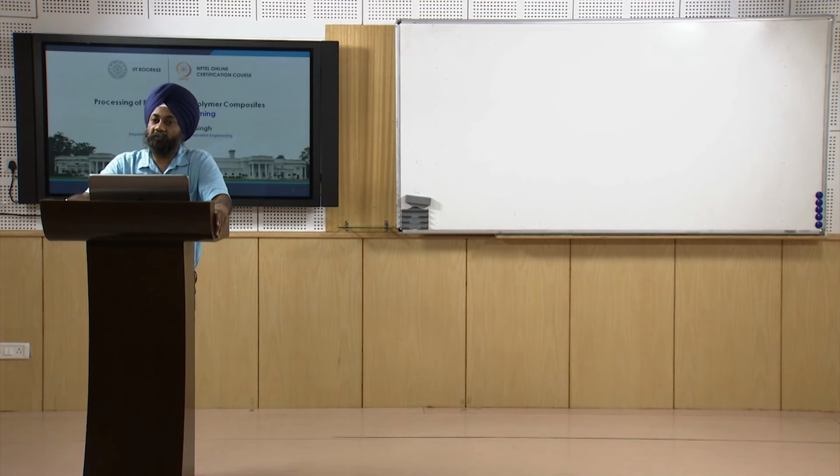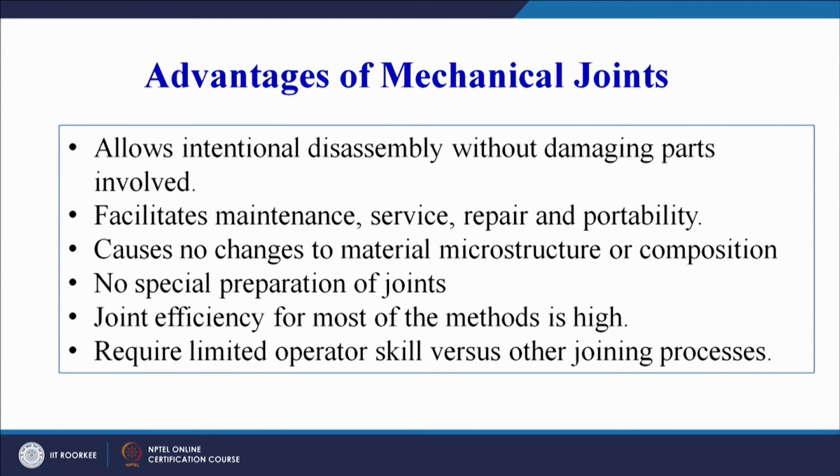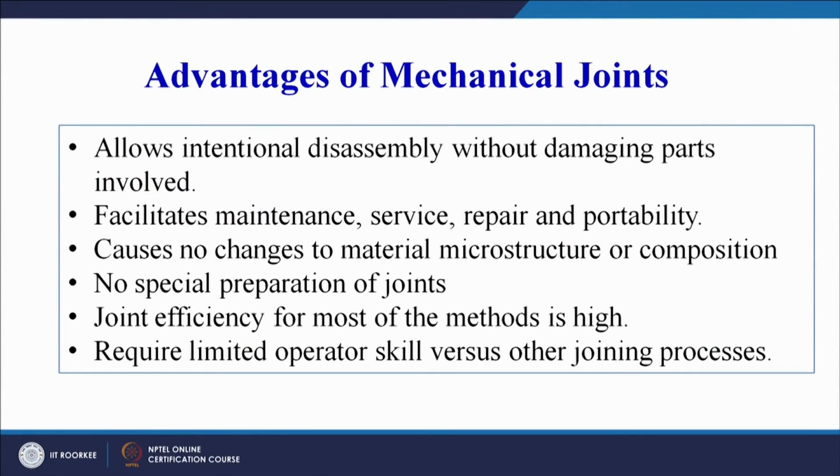Now, let us conclude our session today with the advantages as well as limitations of mechanically fastened joints. A major advantage is that it allows intentional disassembly without damaging the parts involved. This point has been adequately addressed in our first slide, that mechanically fastened joints are a semi-permanent type of joint and they facilitate disassembly of the composite parts for ease of repair and maintenance. It facilitates maintenance, service, repair and portability.